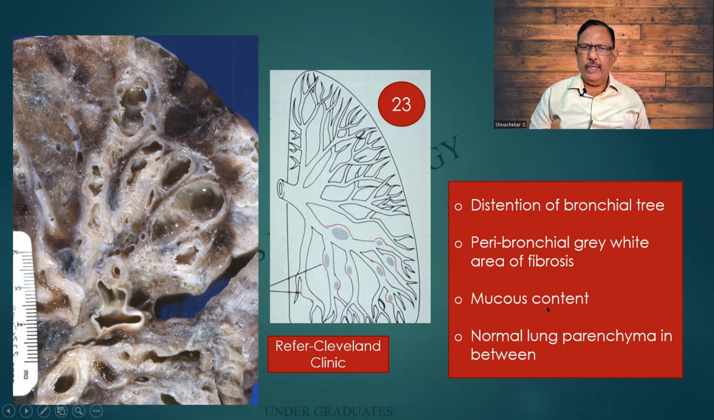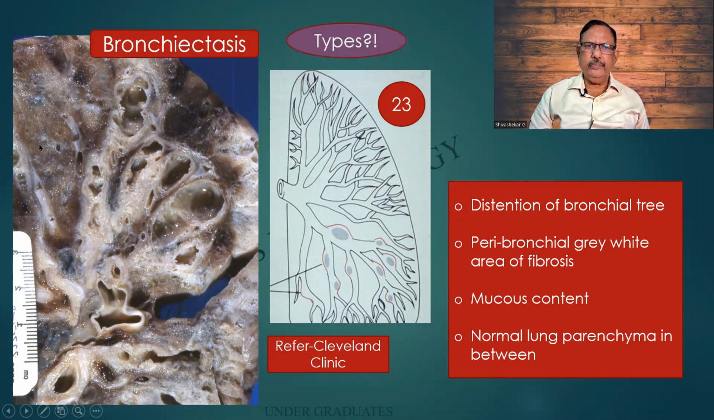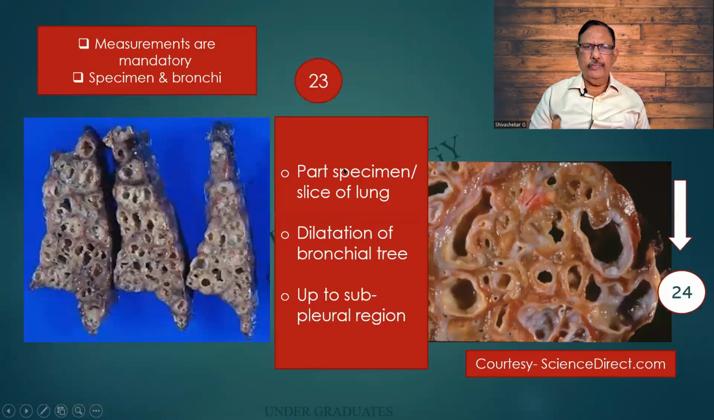Distension, peribronchial fibrosis, mucus content, and a normal lung: bronchiectasis is the diagnosis. And what are the types? It can be saccular, fusiform, irregular, or rat tail. Go to my classes, you will find it.